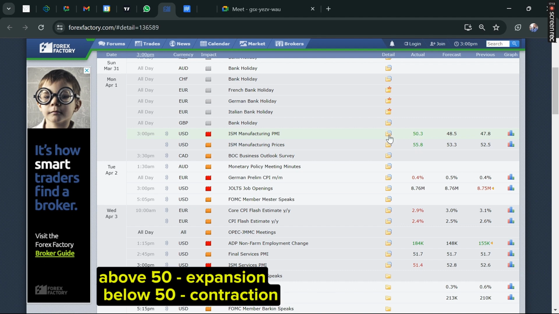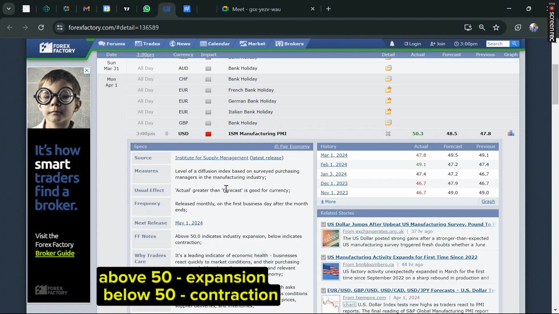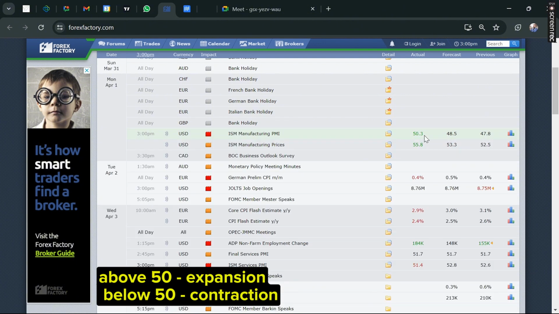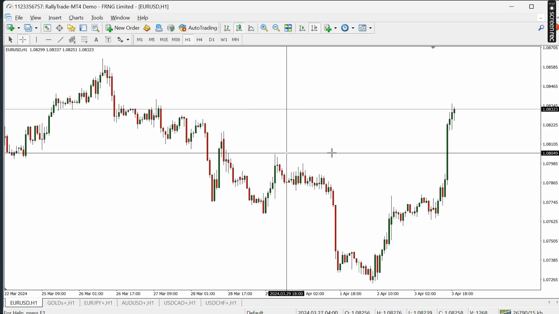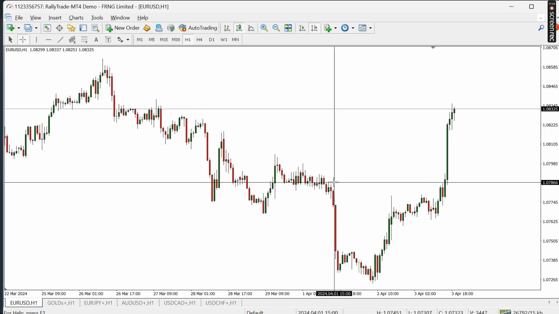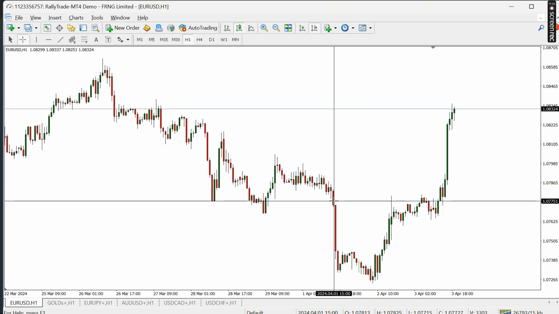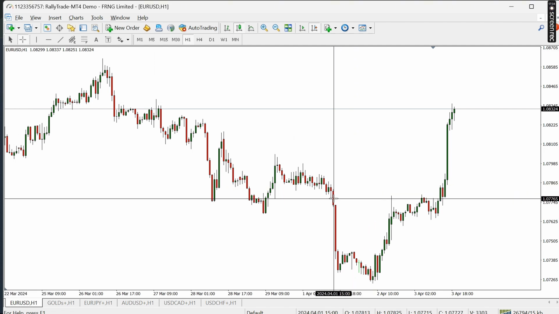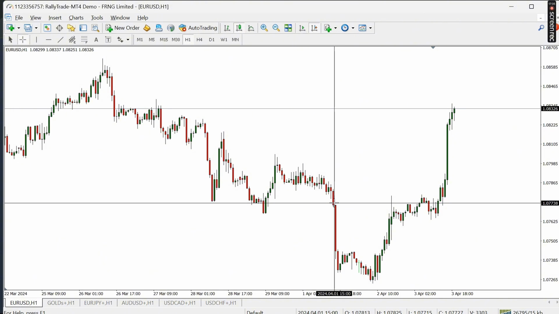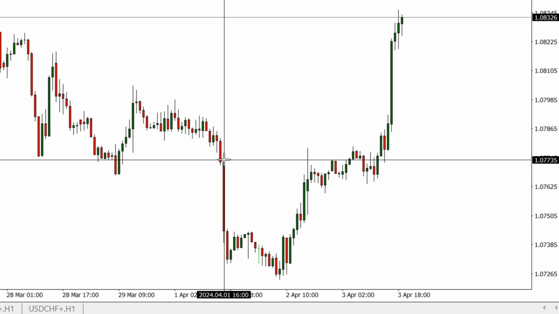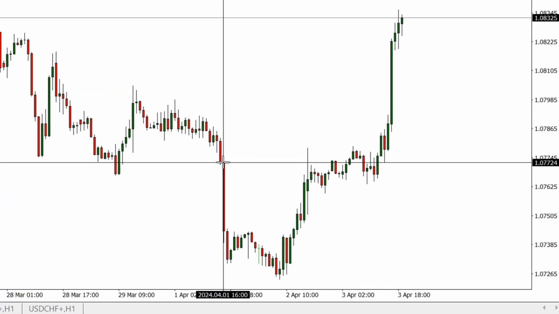I remember from what we saw, above 50 indicates industry expansion, and the data came out 50.3, which means it was good for the dollar. Because we are trading EUR/USD, the dollar is the quote currency, which means that if the news is good for the dollar, we should see bearishness, we should see the market sell EUR/USD. And that was exactly what happened.